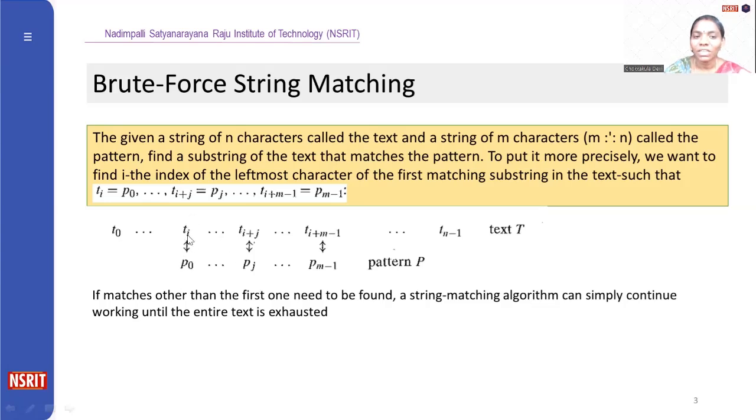Suppose at the ith position, the first character of your pattern matches. Then from this position, it matches the remaining characters of your pattern with your text. If a match is found, it returns the position where it finds the first occurrence of your pattern. Otherwise it returns false, and it simply says that the pattern is not in your given string.